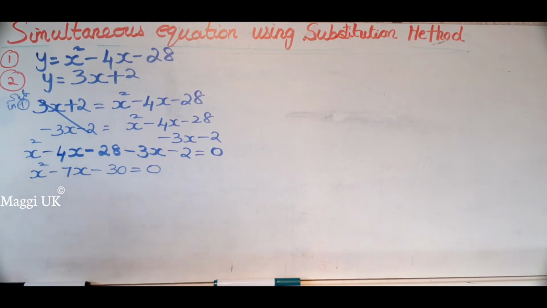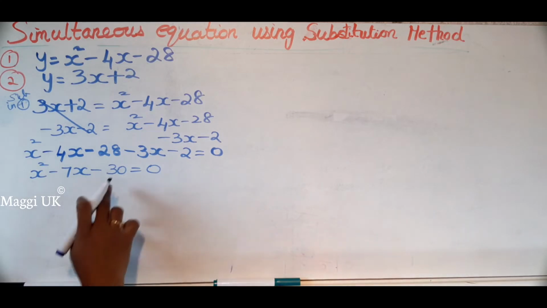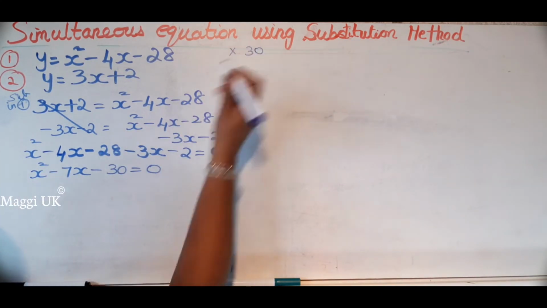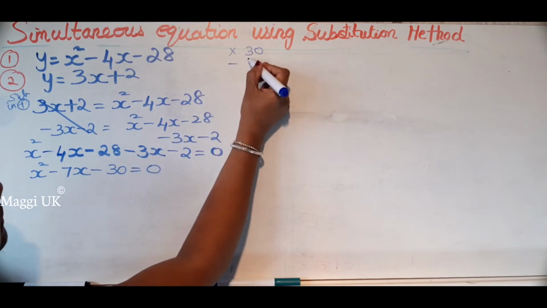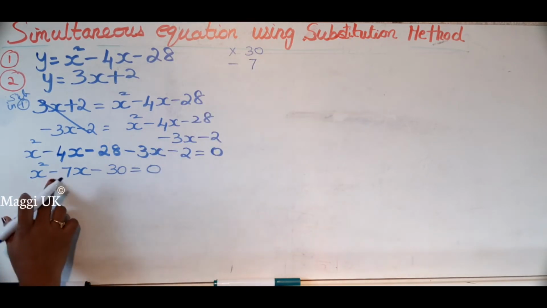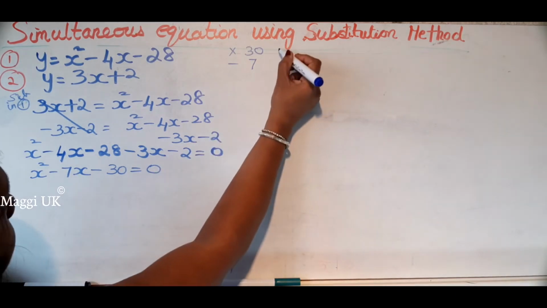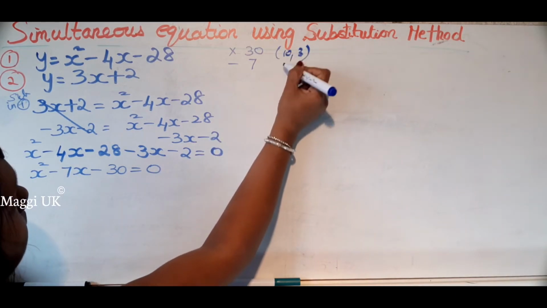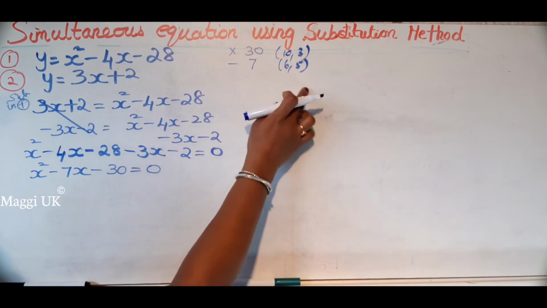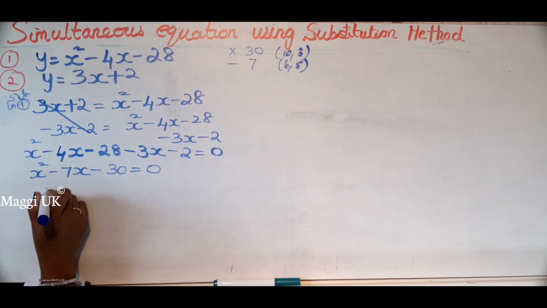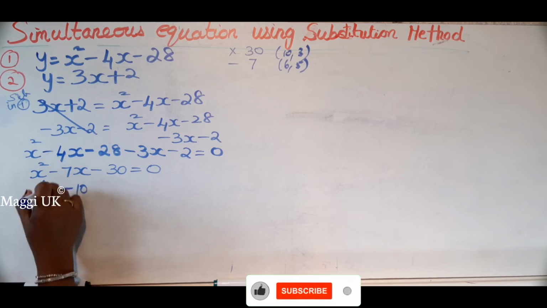So you have to find the multiples. For 30, you need to find factors that multiply to 30 and add to minus 7. The multiples are 10 and 3, or 6 and 5. However, 6 and 5 does not work, so that cannot be applicable. So 10 and 3: it will be x minus 10 and then x plus 3.